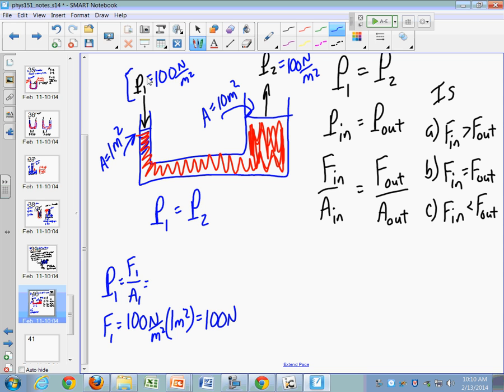Is my force F2 going to be bigger or smaller than that, or equal? I'll try it again. Think hydraulic systems. What are hydraulic systems used for? What is the purpose of a hydraulic system? Like in this case, this is a car lift, for example, where I want to lift a car up off of the ground.